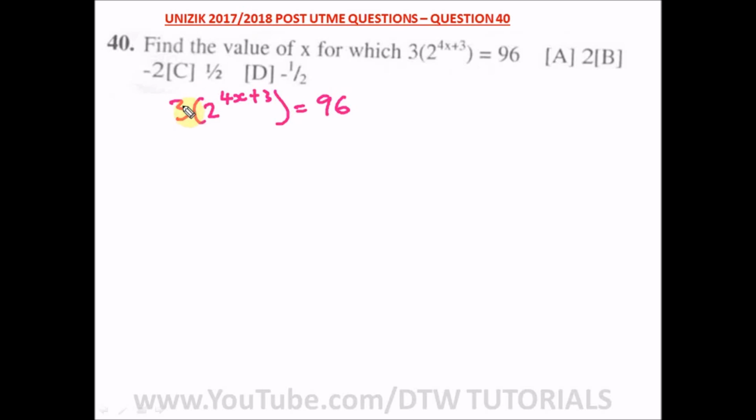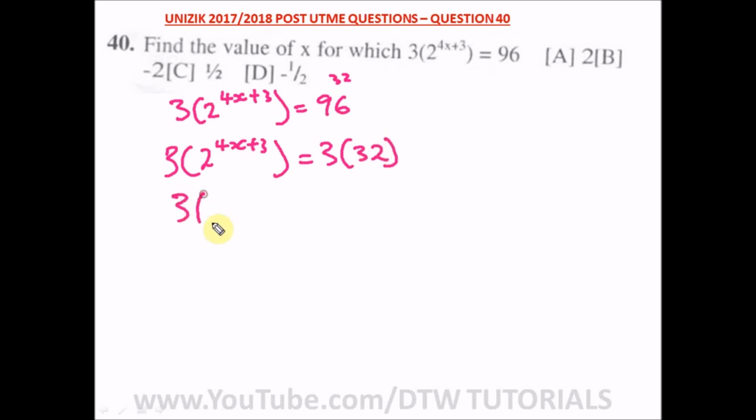So we have to look for a way to cancel out 3. Now, can 3 go in 96? Yes, it can. If we divide 96 by 3, we have 32. So we can simplify this expression as 3 times 2 raised to the power 4x plus 3 equal to 3 times 32. Where 32 can be likened to 2 raised to the power 5, because 2 times 2 gives us 4, times 2 is 8, times another 2 is 16, and 16 times 2 is 32. So this is 2 raised to the power 5.